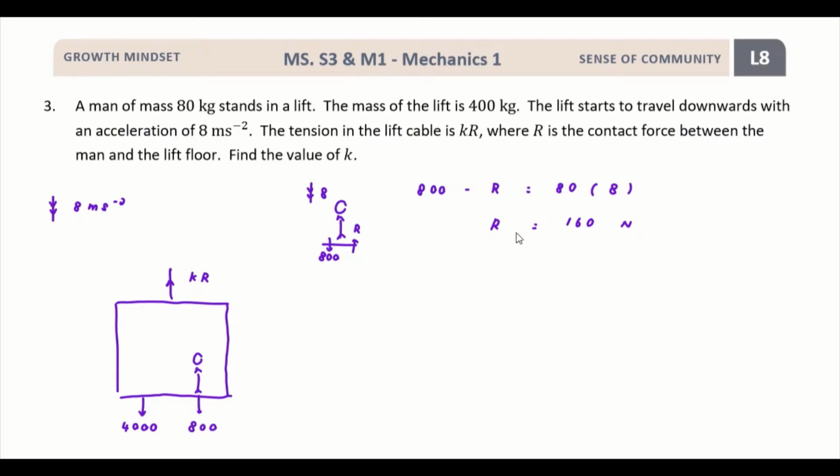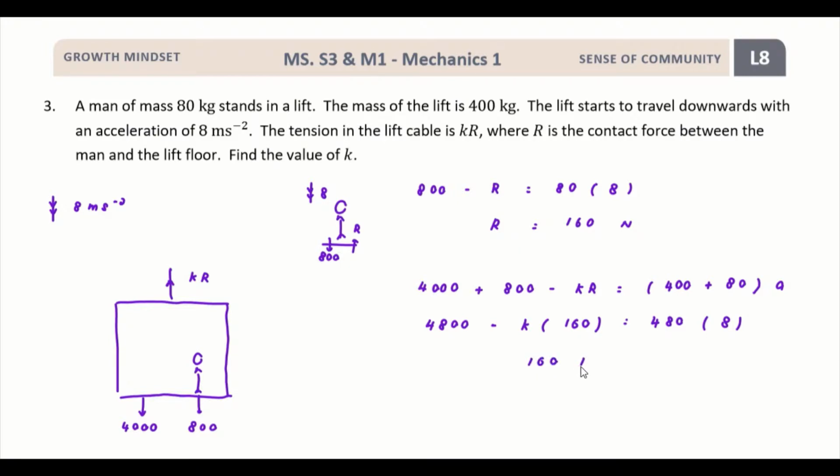After we get this, we can look at the combined system and solve for the tension. Similarly, moving downwards, it is 4,000 plus 800 minus T, which equals our total mass of 400 plus 80, times the acceleration. Let's substitute everything: 4800 minus T, and R we already got, equals 480 times the acceleration of 8. When you solve this and move the terms around, you get T equal to 960. I think this is very simple as well.